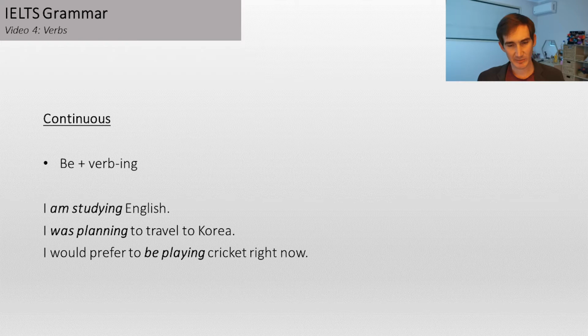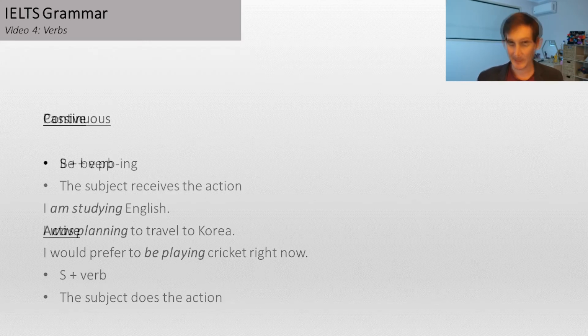This is how continuous works. So, for example, I am, be verb, studying English. That's for right now. Past, be verb, I was, be verb, planning to travel to Korea. Next one, I would prefer to be playing cricket right now. Kind of true, that one.